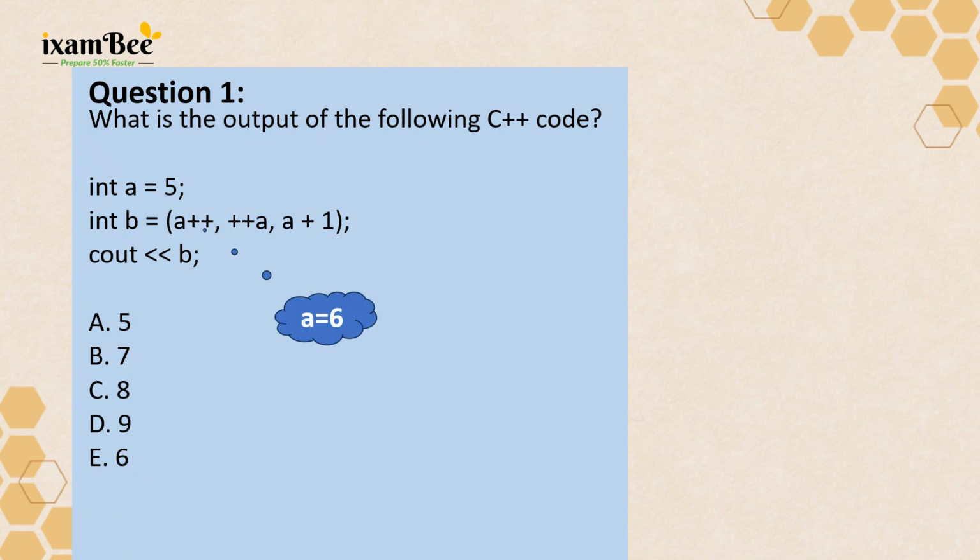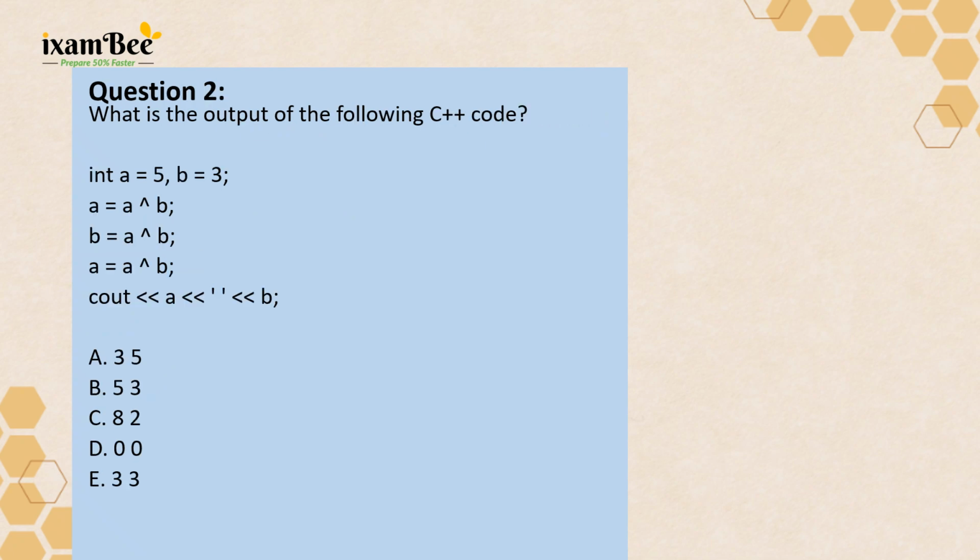So here, first of all, A++ is evaluated as 5 plus 1, which is 6. Again, 6 plus 1 will yield 7 and that value is stored in A. And finally, B is evaluated as A plus 1 and hence B gets the value 8. So here the correct answer is 8.